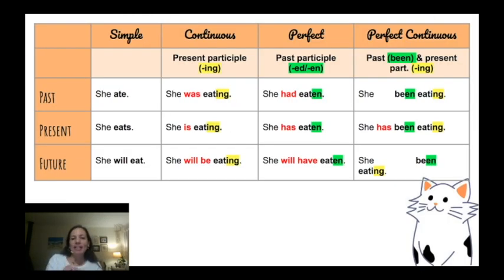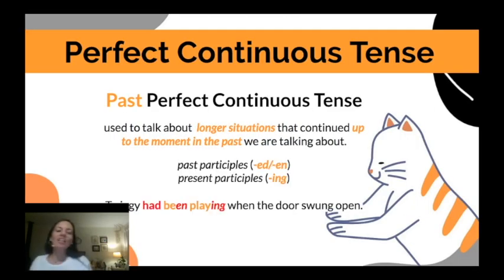So now that we understand a little bit about the present perfect continuous tense, let's have a look at the past perfect continuous tense. So like I said, remember to substitute the mug. If she had the mug, then in this situation, she had been eating. Now, what is the past perfect continuous tense? The past perfect continuous tense is used to talk about longer situations that continued up to the moment in the past we are talking about.